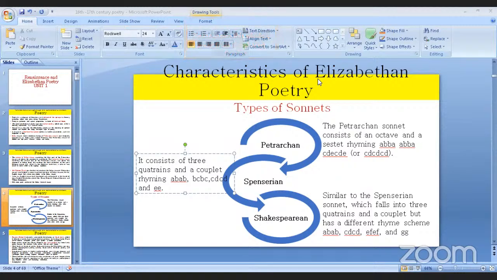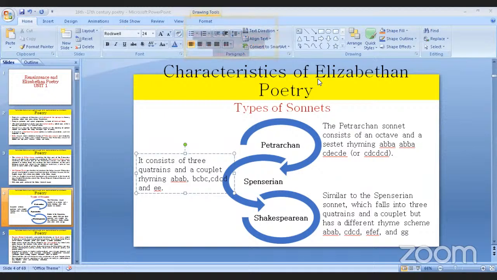But usually in a Spenserian poem, what happens is, instead of A, B, A, B, then C, D, C, D, in Spenserian it will be A, B, A, B. Again, there will be B, C, B, C. B will be repeated again in the next quatrain. Why will it be repeated? Because the last line of the first quatrain will match with it.